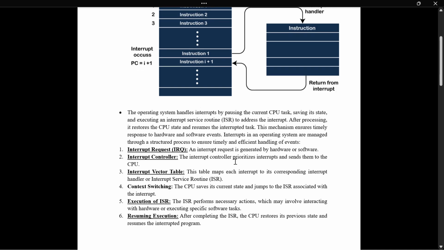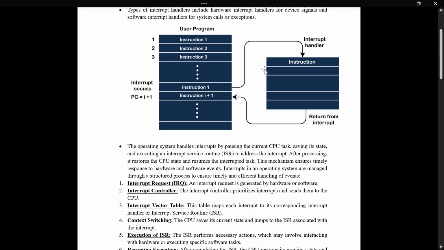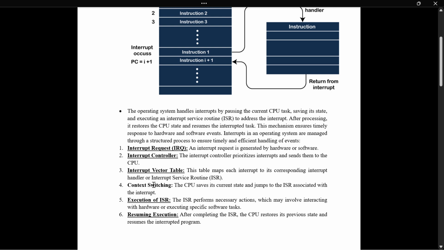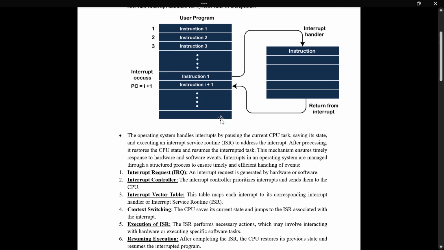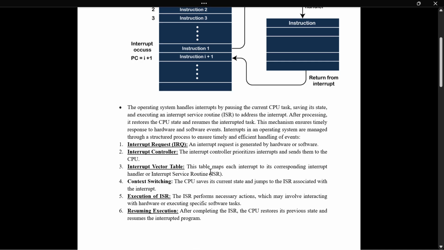The interrupt controller prioritizes interrupts and sends them to the CPU. So this interrupt handler is present in the CPU, and the interrupt is sent through to the CPU. Interrupt vector table: this table maps each interrupt to its corresponding interrupt handler, or interrupt service routine. In a particular interrupt or error, the vector table divides the interrupts according to the cause from which they have arisen. It might be hardware, it might be software. So this table distinguishes the interrupts between their particular types.